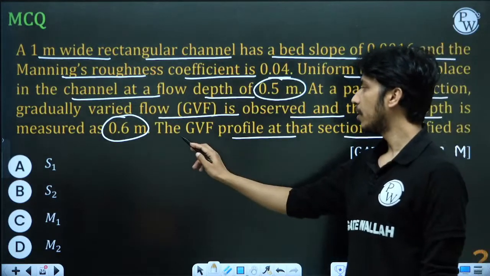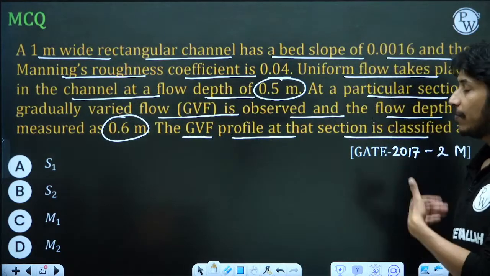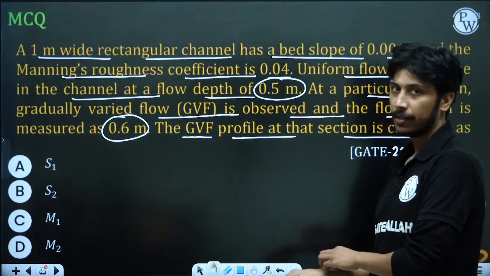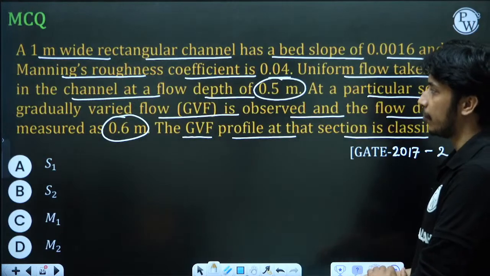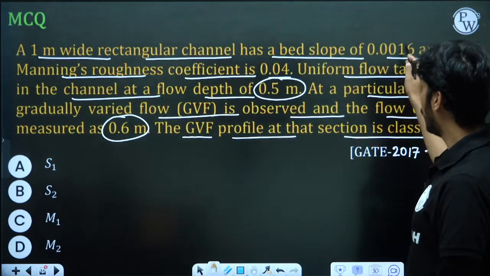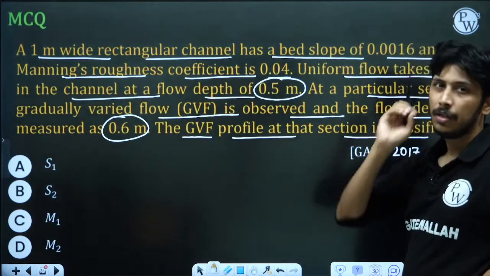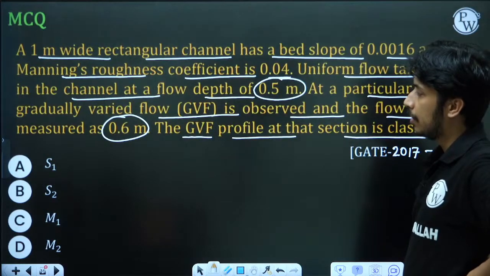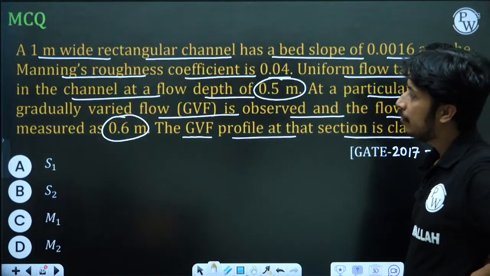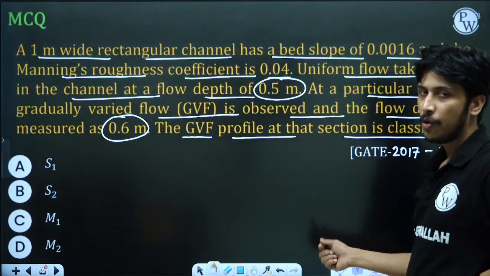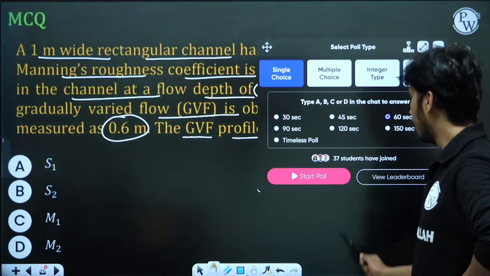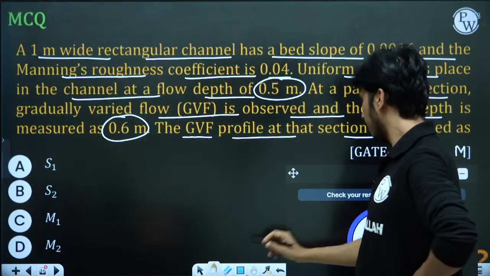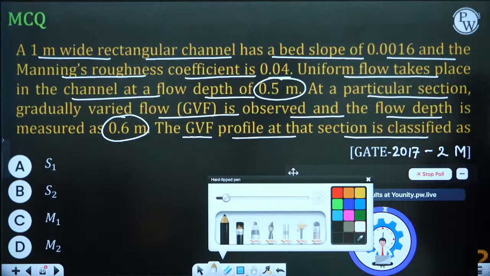So Y is more than Yn, but we have to check whether it is more than Yc or less than Yc. Then depending upon that, S1, S2 or M1, M2 profile will be there. So first check whether the flow is above critical or below critical, then you will get the bed slope also, then you will get the profile also. So I'm creating the poll, giving you 150 seconds because it will take time. Quickly give me the answer. I'm coming in 2 minutes.